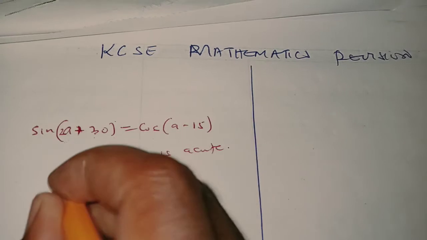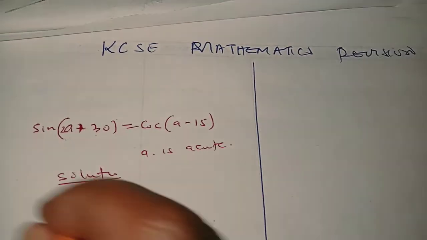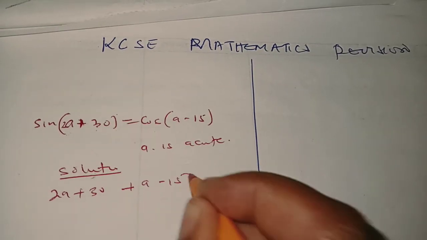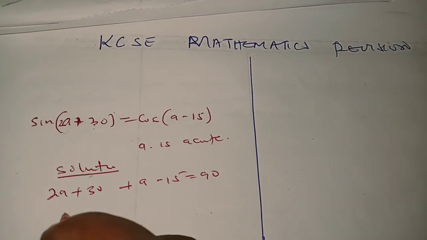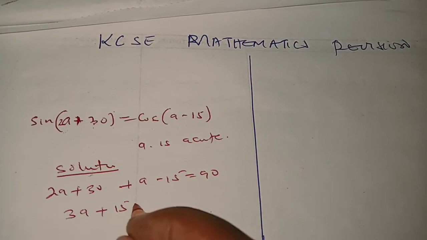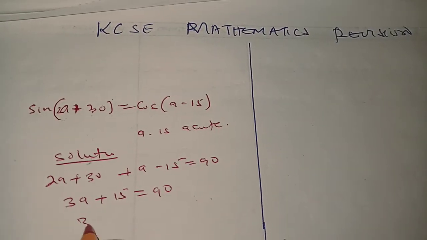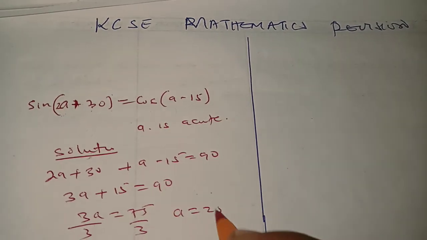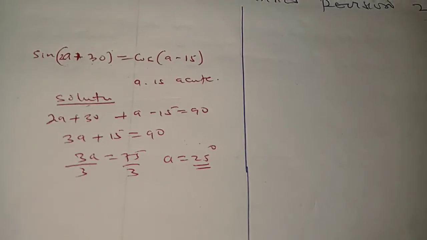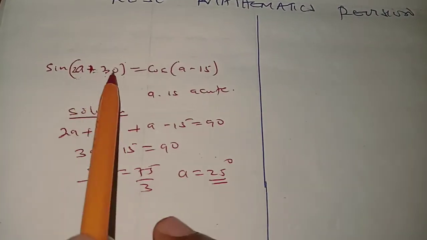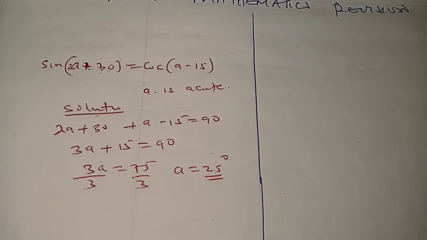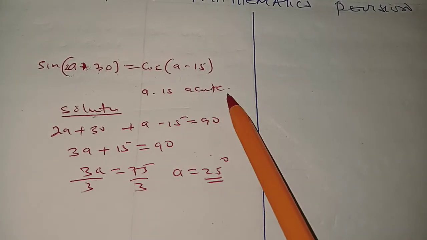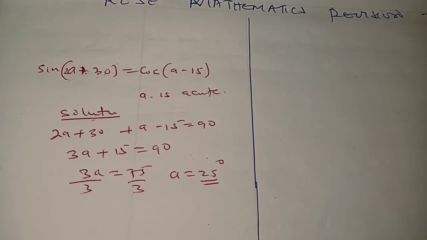So the solution to this one: you take 2a + 30 plus a - 15, and you equate to 90. You have 3a + 15 equals 90, and 3a is 75, so a is 25 degrees, and you're done. Don't overthink it. You take this and that, add them, and equate to 90. The explanation is that if a is acute, then the angles add up to 90.